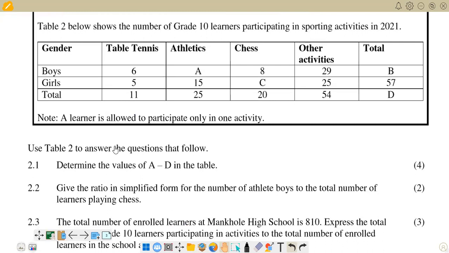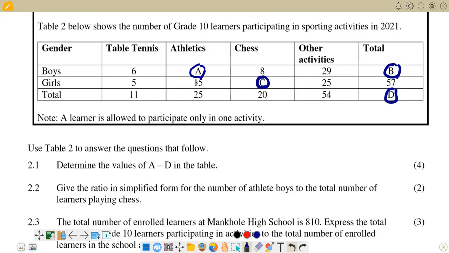Use table 2 to answer the questions that follow. The first question is saying, determine the values of A to D in the table. We have A here, then our B here, then our C here, and our D is given here. So these are the figures that we want to find according to 2.1, determine the values of A to D.